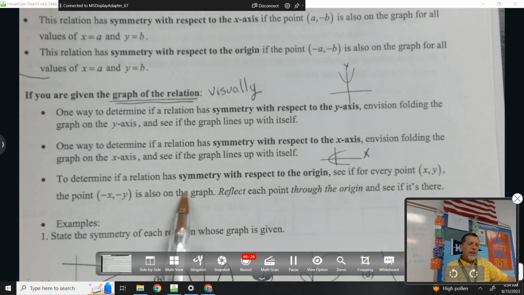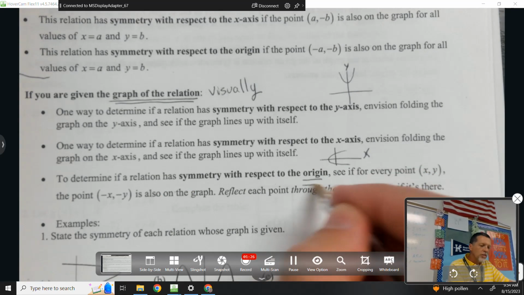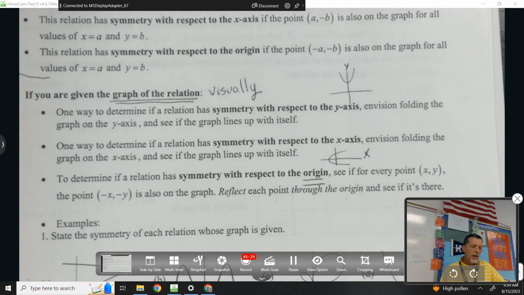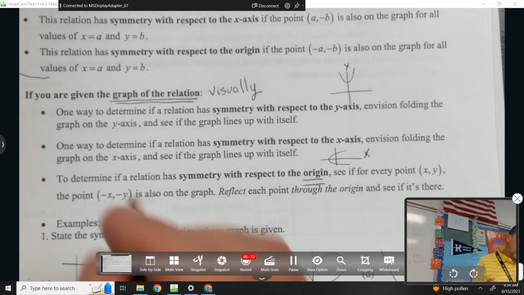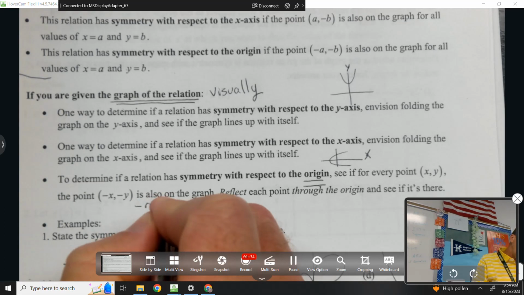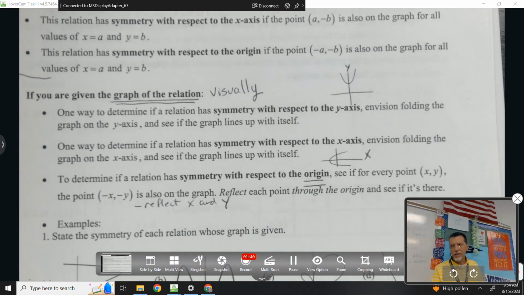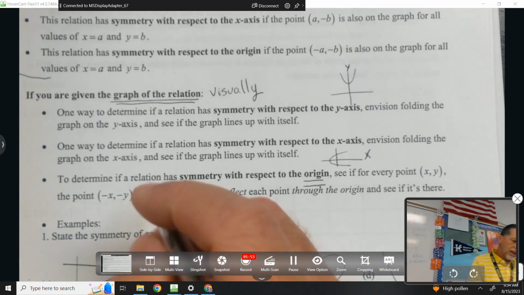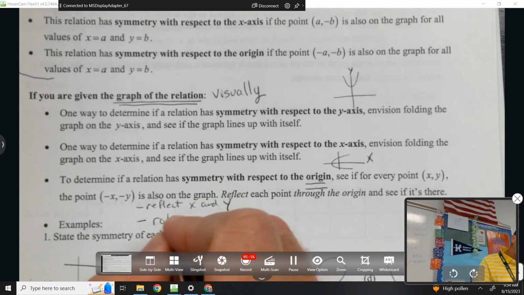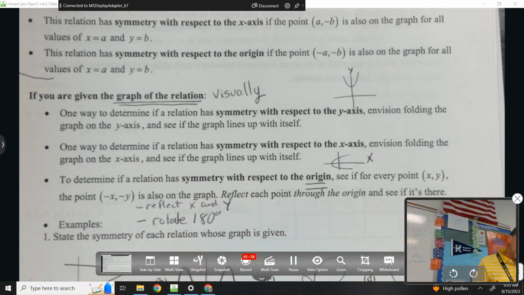To determine if a relation has symmetry with the origin, this one's a little bit trickier. There's 2 ways to do it. You can reflect x and y, which is super hard to visualize. It's really easy to envision one fold. Most people's brain can fold it once and see that it copies on, either hot dog style or hamburger style, either way. But to fold twice is kind of hard to see. A better way to think of it is if you can rotate it 180 degrees and you have the same graph.